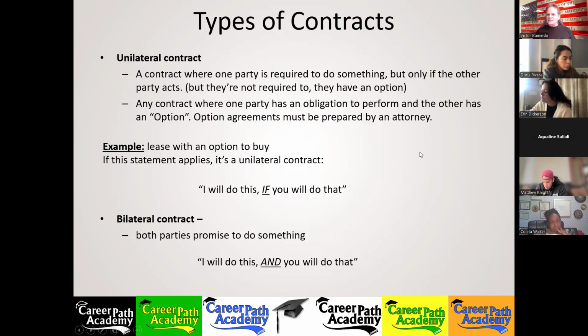So here's the litmus test to determine if you're in a unilateral contract or not. This statement: I will do this if you will do that. Okay. That's a unilateral contract. Now, if you could apply this next statement, I will do this and you will do that, that's a bilateral contract. That's the litmus test for a bilateral contract, where both parties are required to do something from the get-go.